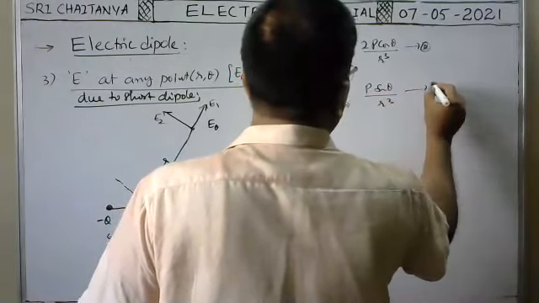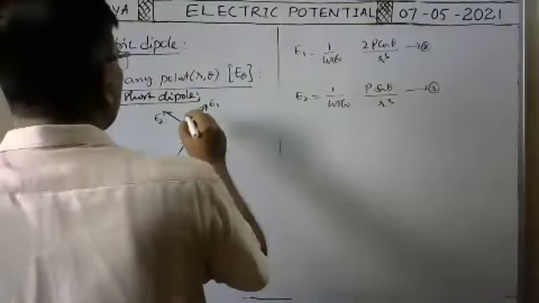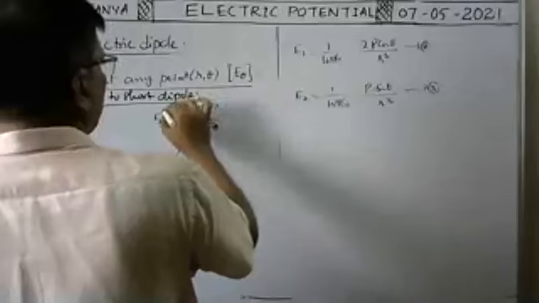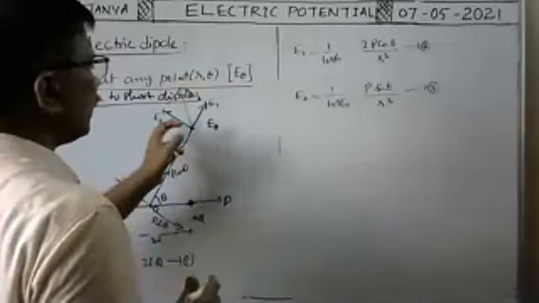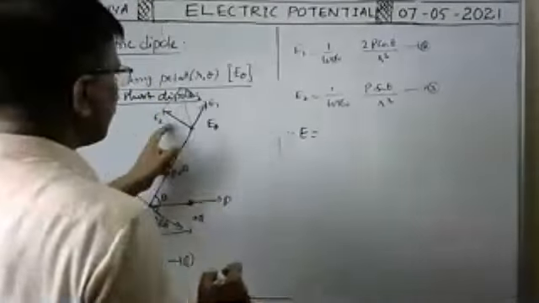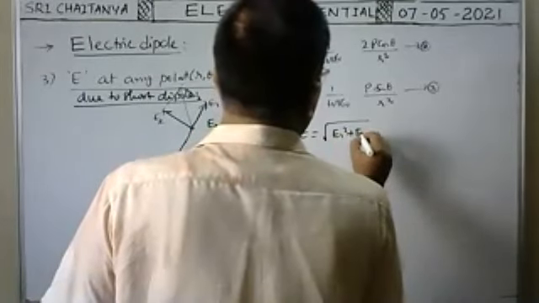This is 3. Here, these two are perpendicular to each other. The resultant of these two can be obtained by constructing a parallelogram like this. The diagonal of that parallelogram gives the resultant intensity. As these two are perpendicular, the resultant intensity is equal to square root of E1 square plus E2 square.